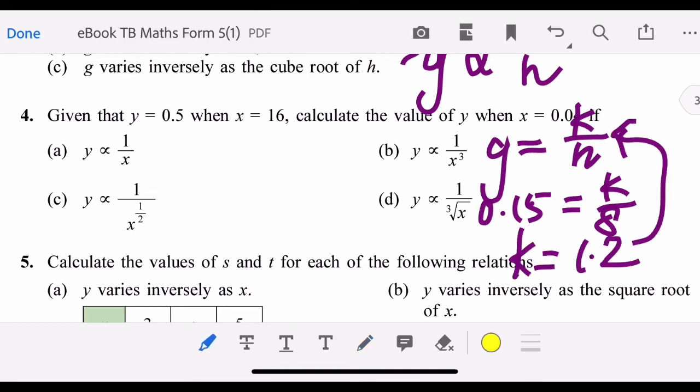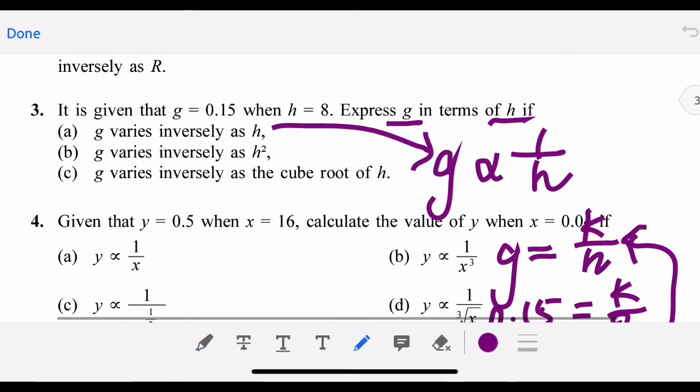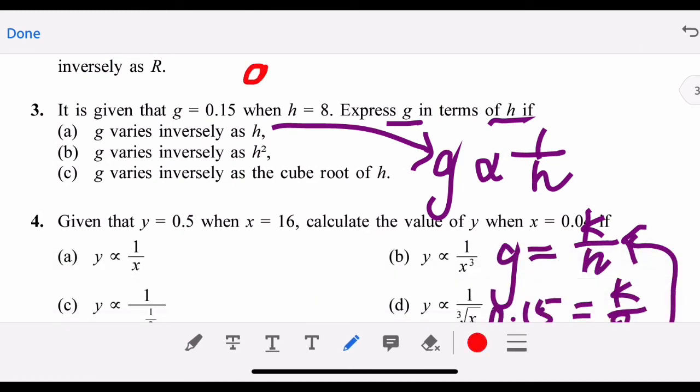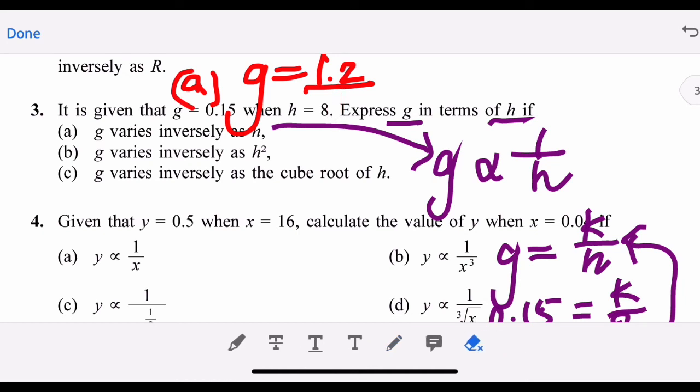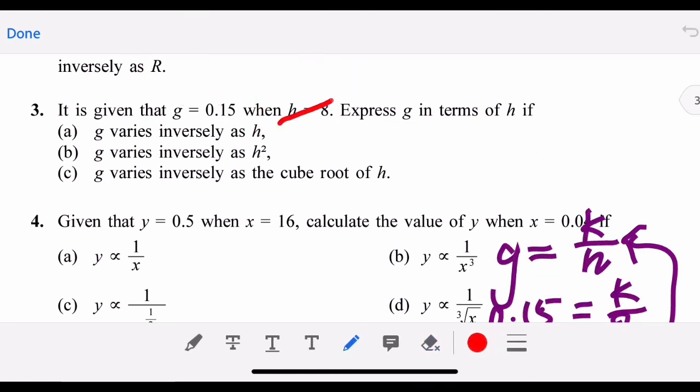So then we can substitute into here. So we can say that G is, let's write down, G is 1.2, the constant, over the H. Okay, so for A, the answer is G is equal to 1.2 over H. Okay, G is equal to 1.2 over H.